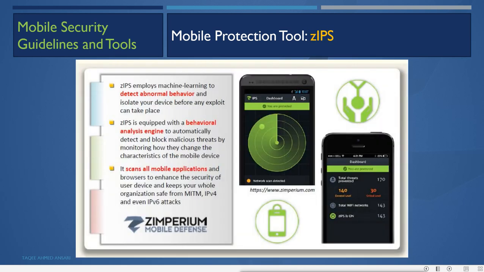Then same as that, we have other tools like ZIPS. This IPS employs machine learning to detect abnormal behavior. Just like the IDS, we have this IPS for the mobile. It detects the abnormal behavior and then isolates your device before any exploit can take place. ZIPS is equipped with a behavior analysis engine to automatically detect and block malicious threats by monitoring how they change the characteristics of the mobile device.